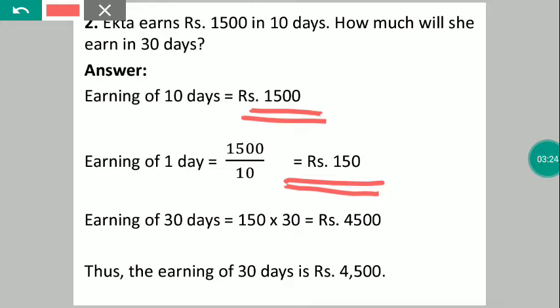For 1 day, the earning is 150. Now for 30 days, the earning is 150 into 30, which is equal to rupees 4500. Thus the earning of 30 days is rupees 4500. In this way, by using the unitary method, we find the earning of 1 day, then find the earning of the required 30 days.